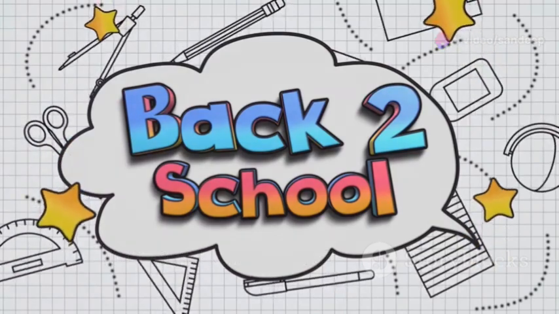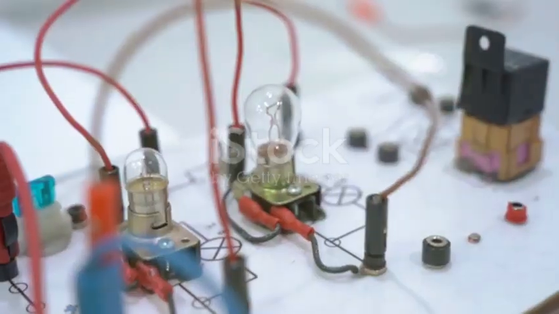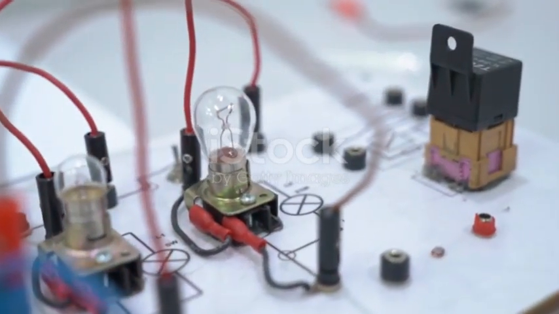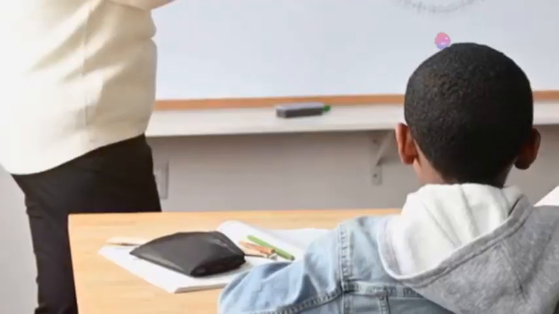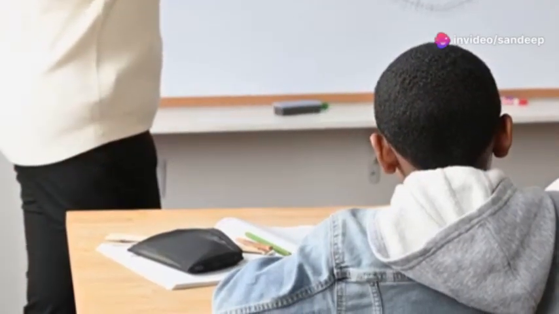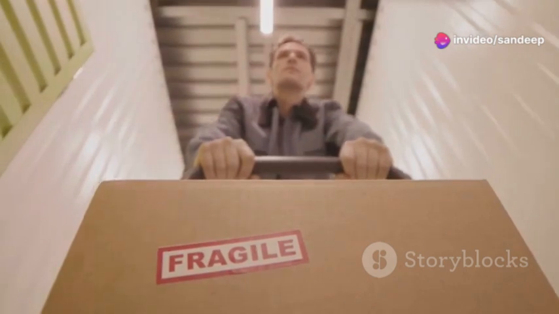Chapter 5. Resistance, the current controller. In the last chapter, we encountered resistance while discussing Ohm's law. Now let's dive deeper into this crucial concept. Imagine you're trying to push a heavy box across a rough floor. The floor's roughness makes it difficult to move the box. It offers resistance to the box's motion.